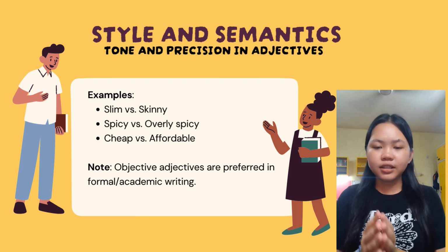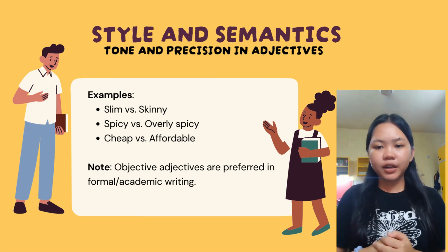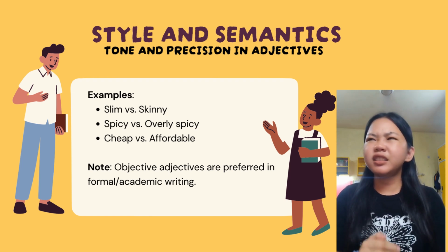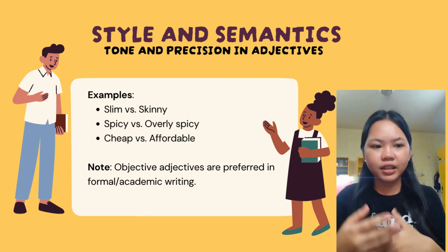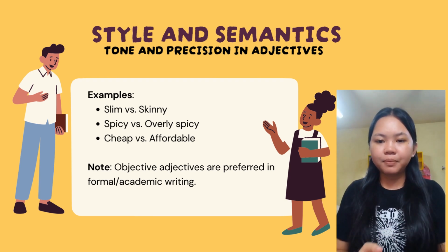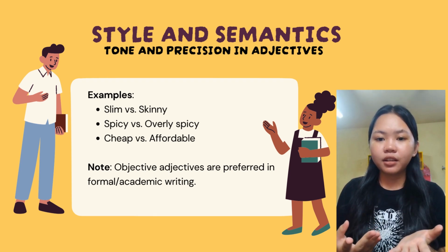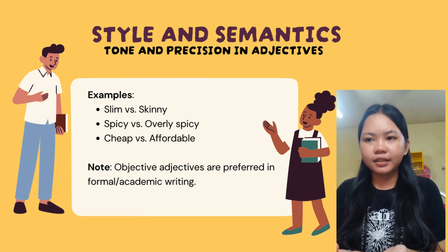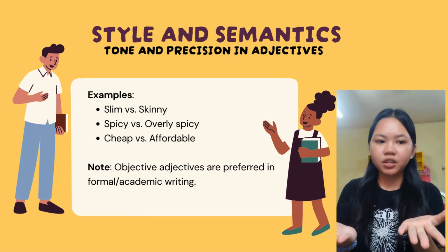Semantic and stylistic considerations: adjectives do more than just describe. They shape tone, clarity, and emotional nuance. For example, slim and skinny. Both describe someone who is thin, but slim is often more positive, while skinny sounds more critical. Adjectives can convey subtle attitude. For example, spicy versus overly spicy, and affordable versus cheap. In academic writing, we prefer adjectives that are objective and precise, avoiding vague or emotional ones.